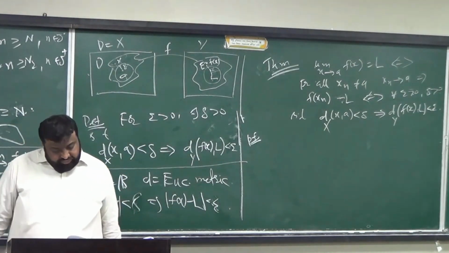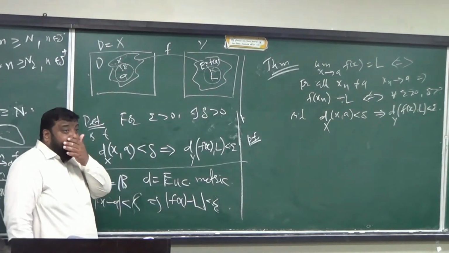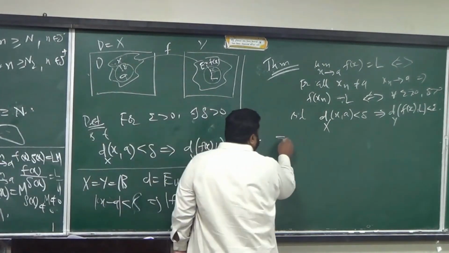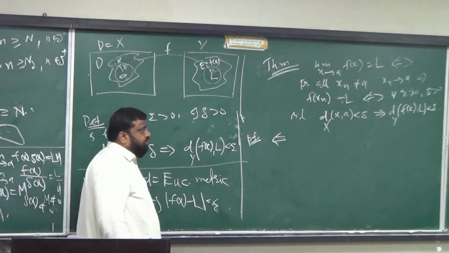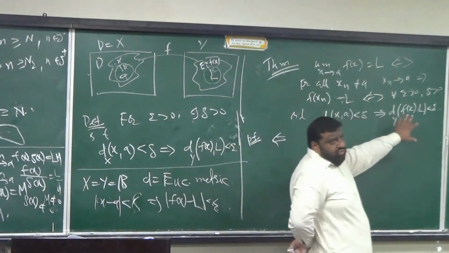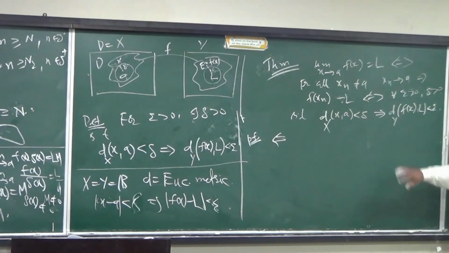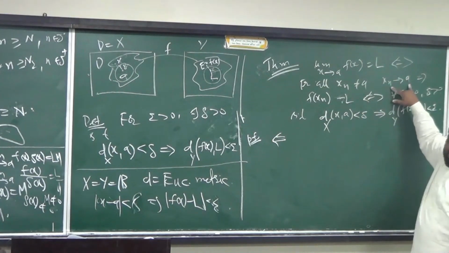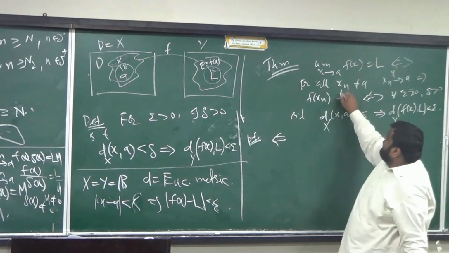Which side is obvious? Okay, consider this side. Why is this side obvious? Imagine this is true, and I would like to prove this. If I would like to prove this, what does this mean? I need to pick a sequence such that x_n converges to a in X, which should imply that f of x_n converges to L in Y.